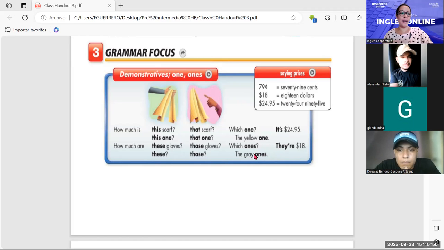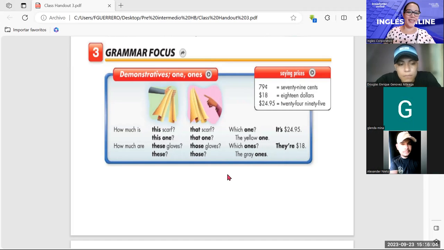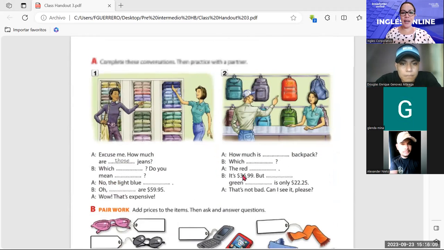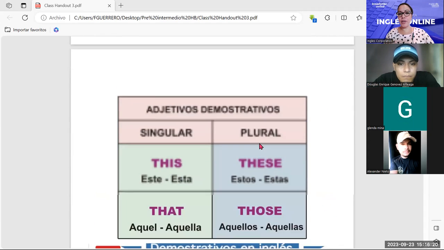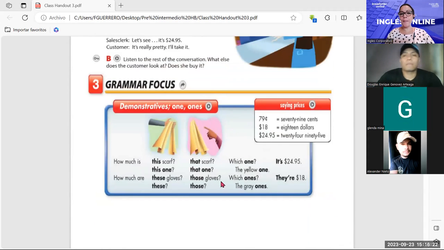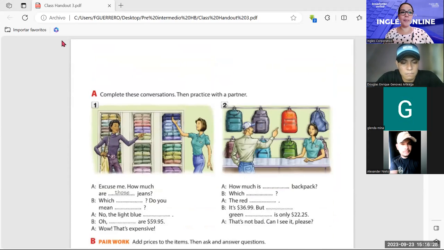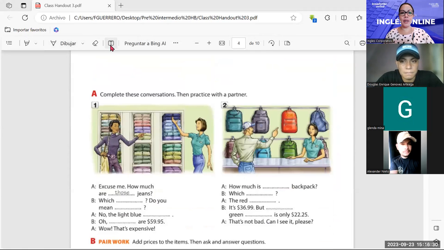Do you have any questions so far? No questions. Good. And then to continue with this, we have this exercise to complete the conversations. So we have to look at the picture and complete using the information that we have here in the grammar. Remember that if you are working with your computer and you are using your PDF, you just need to click the T in order to add the text.